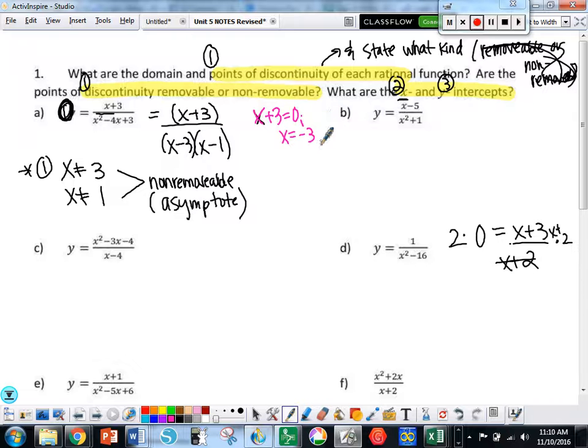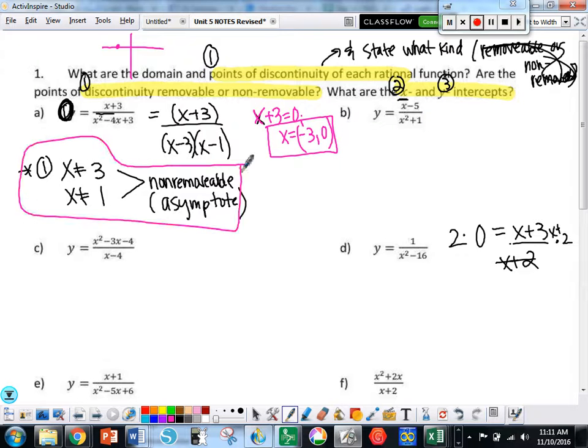Negative 3, 0. Good. Because if you were to graph that... If you're looking at the graph, isn't that x equals negative 3, so it would be negative 3, 0? That's my next answer. My first answer.